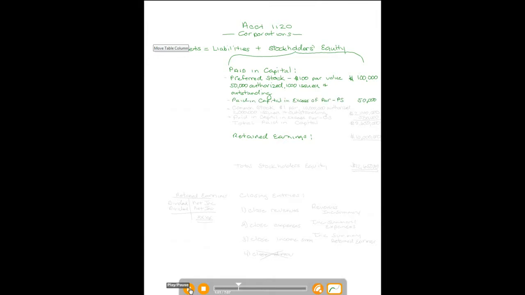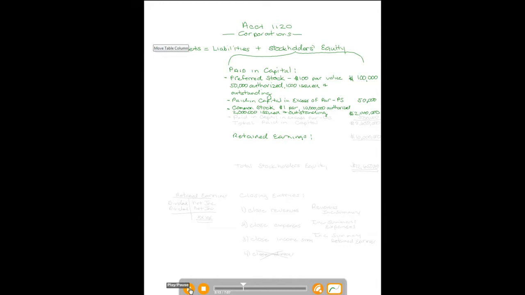I added another line. I added the paid-in capital that relates to the preferred stock. Paid-in capital in excess of par from the preferred stock that I issued, those 1,000 shares, is 50,000. So you know that I've issued that preferred stock for a total of $150,000.